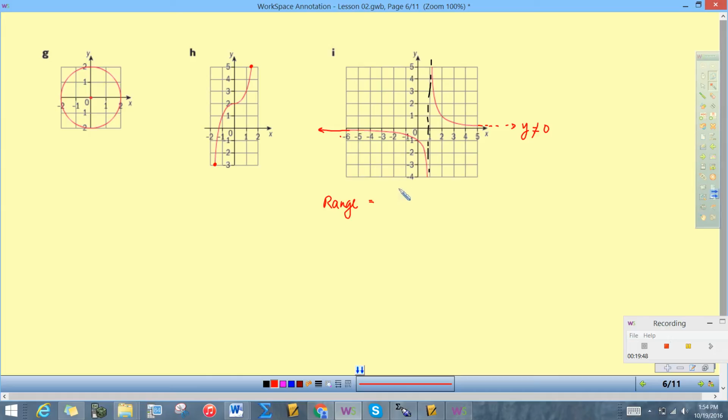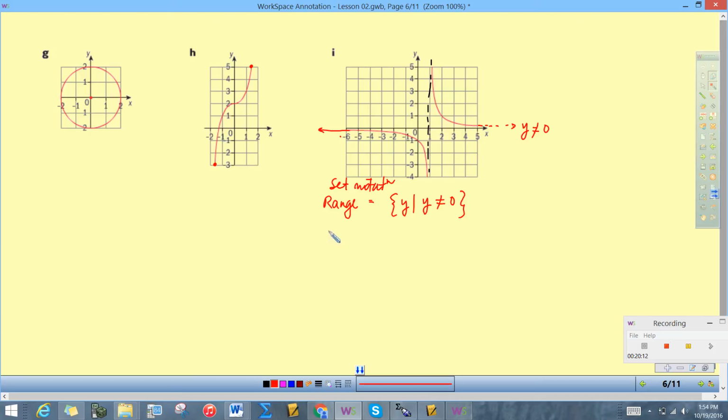So if I do this with set notation, it might be a little bit easier. I can say the range is equal to the set of y such that y is not equal to 0, which implies that it can be every number other than 0.